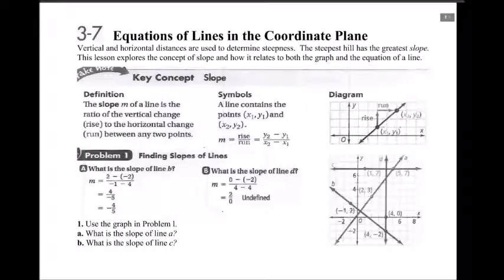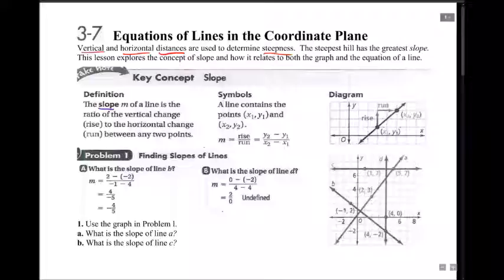And the slope of a line is basically the steepness of the line. And vertical and horizontal distances are used to determine that steepness. So we are going to talk about steepness, which is also known as slope. And 3.7 is basically a review from algebra. We have a definition here.